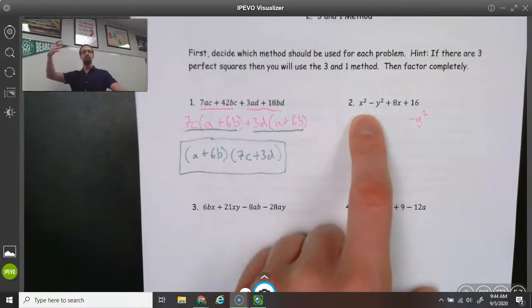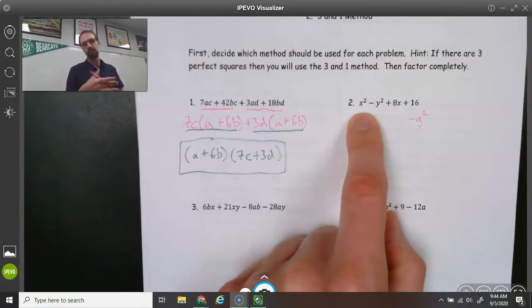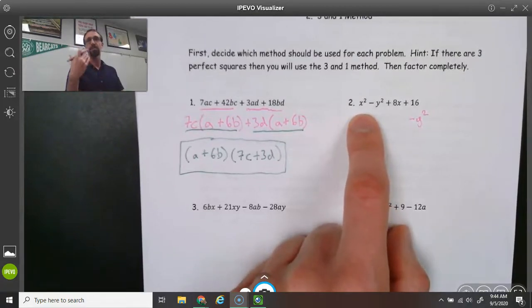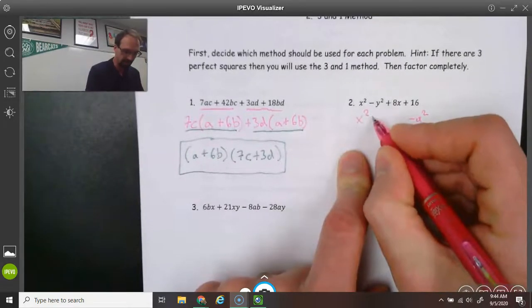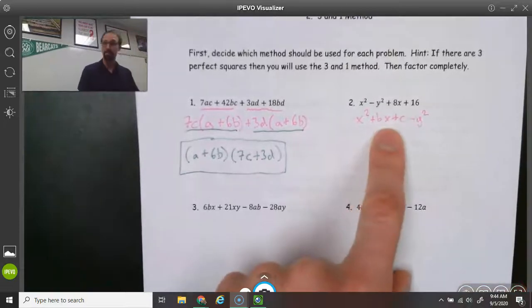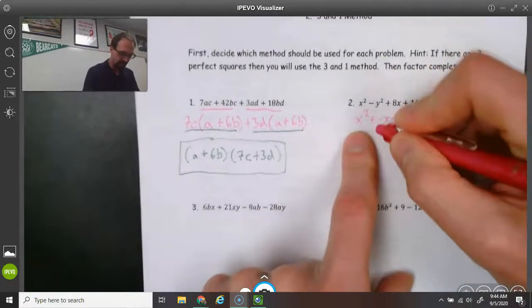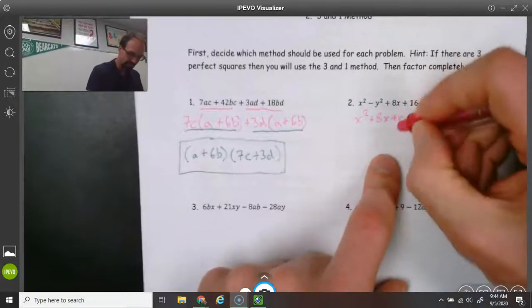Now setting it up for the rest, you should have an x squared. I use x squared because the x squared is given in this problem, but your x squared plus bx plus c needs to be in the first part. So x squared plus bx plus c. In this case, b and c actually have constants, coefficients, so this gives me 8x plus 16.